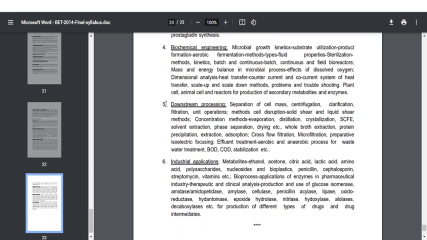So I concentrated on downstream processing and industrial applications: the list of microorganisms that are responsible for producing industrially important products. At the same time, I read about downstream processing. For downstream processing and other industrial biotechnology, I referred to the book Biotechnology by U. Satyanarayana. Okay, these are the list of topics that you need to study for the DBT JRF examination.